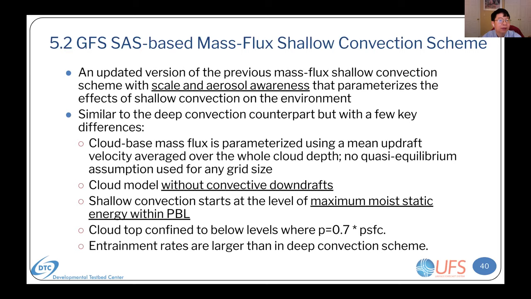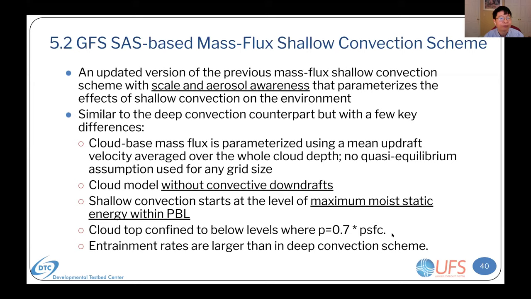Similarly, the shallow convection also uses the same scheme, but it has some key differences. One is that the cloud-base mass flux is parameterized using the mean updraft velocity averaged over the whole cloud depth. The equilibrium assumption is not used for any grid size. The cloud model has no convective downdraft. Shallow convection starts at the level of maximum moist static energy within the PBL. Entrainment rates are larger than in the deep convection scheme. The cloud top is confined to below the level where the pressure is equal to 70% of surface pressure.